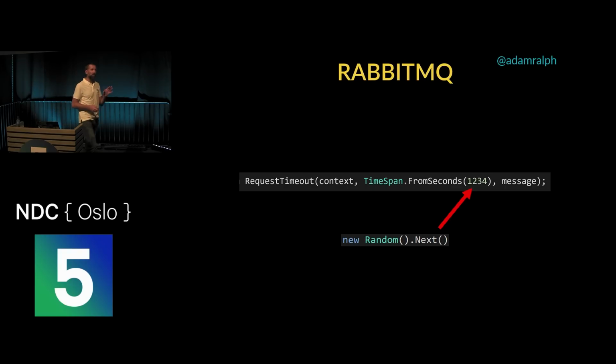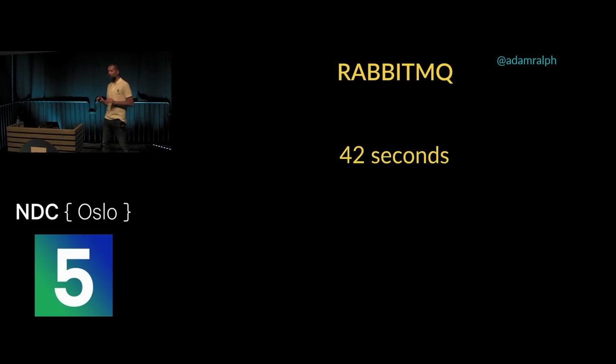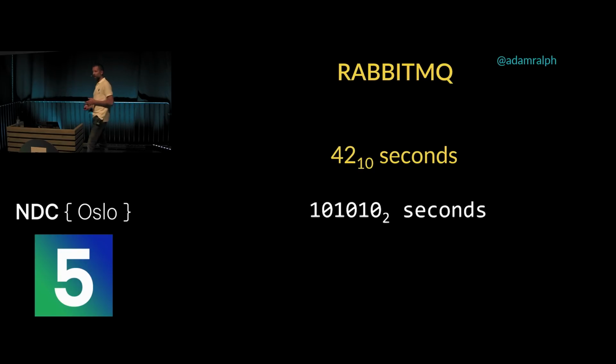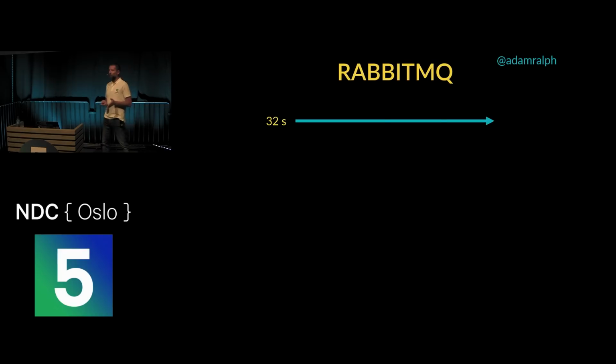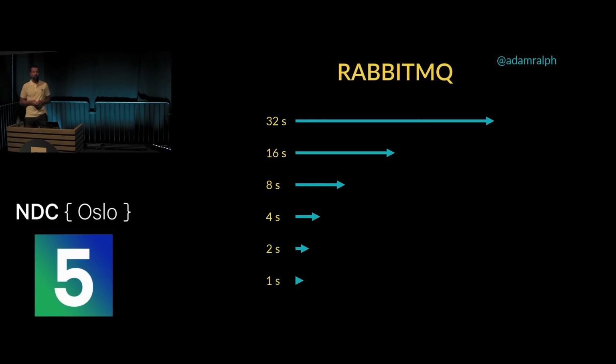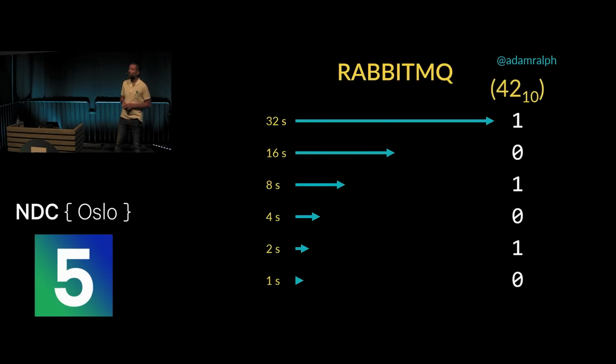Now, let's take a more simple example. 42 seconds, right? We all have that number. But it's only written with the digits 4 and 2 in base 10, right? So this is 42 in base 10, or decimal. But us clever computer programmers, we know there are other counting systems like binary. And we can write this as 101010 seconds in base 2, or binary. Now, what if we create a queue with a 32-second time to live, one with a 16-second time to live, one with 8, one with 4, 2, and 1? We can take our number 42 and write it in binary alongside these queues.